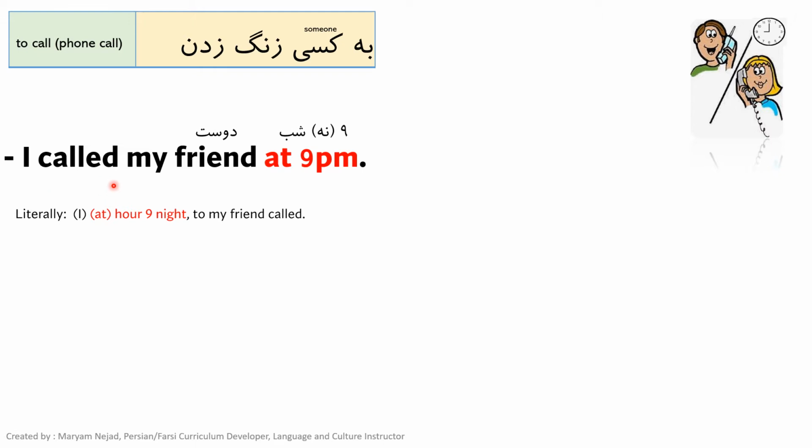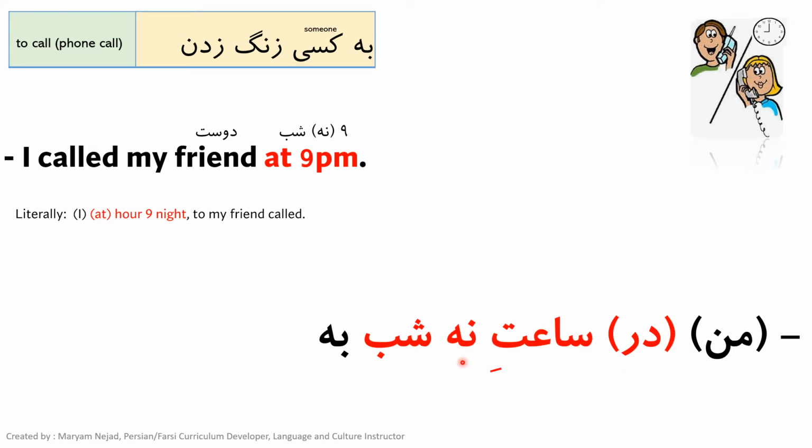So how do we say this sentence? من در ساعت 9 شب به دوستم زنگ زدم. One more time. من در ساعت 9 شب به دوستم زنگ زدم.